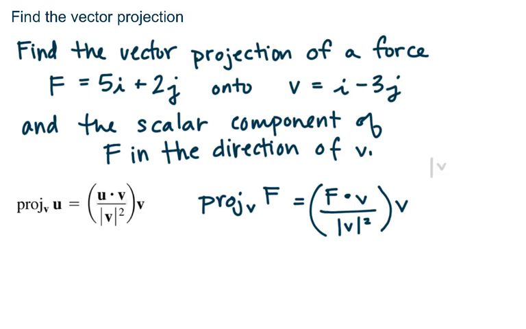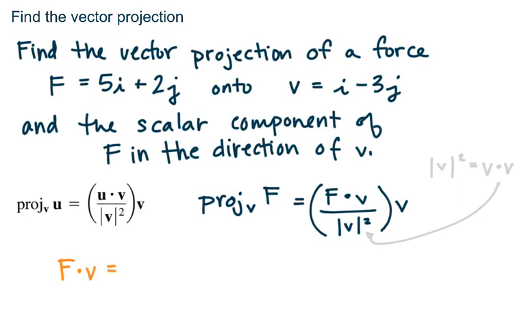If you recall properties of dot products from the previous video, one thing that we noted is that the magnitude of V squared is equal to V dot V. So for that calculation, we may be able to shorten it by doing V dot V instead of finding the magnitude and squaring it. Either way will both work. So I'm going to do some calculations. I'm going to do F dot V.